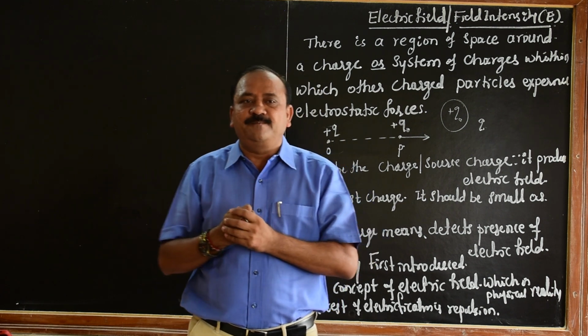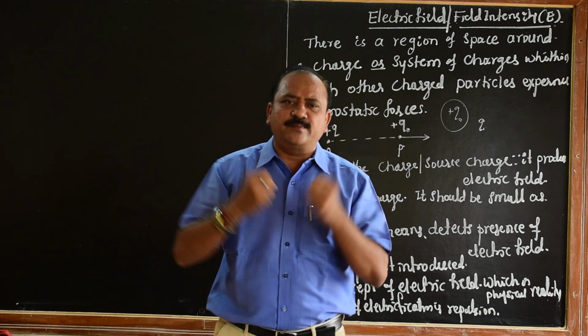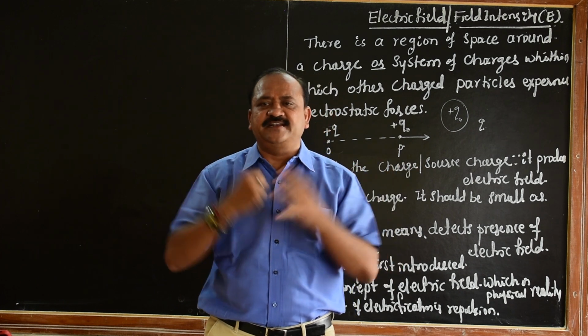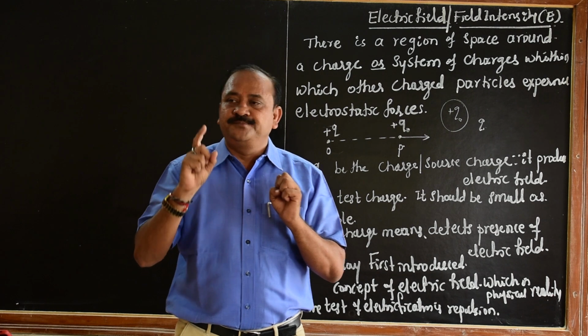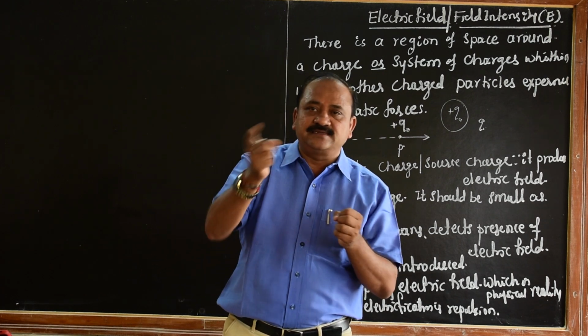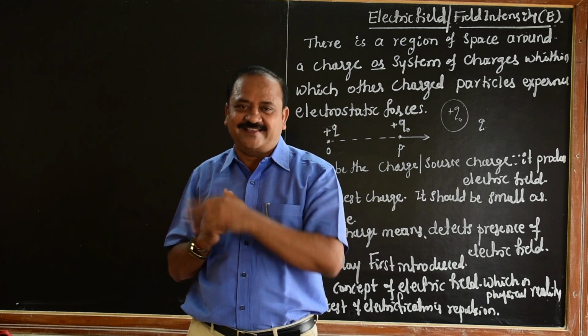Say, for example, by taking two bodies having some masses M1 and M2 separated by a certain distance, as I told in the discussion about mass as well as charge, we came to know that there is some force of attraction.